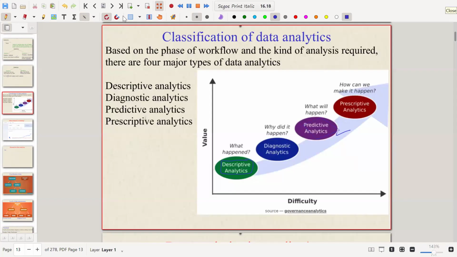Yeah, you are very near. Very near. Yes. So the next slide will reveal what I mean by data analytics trending.